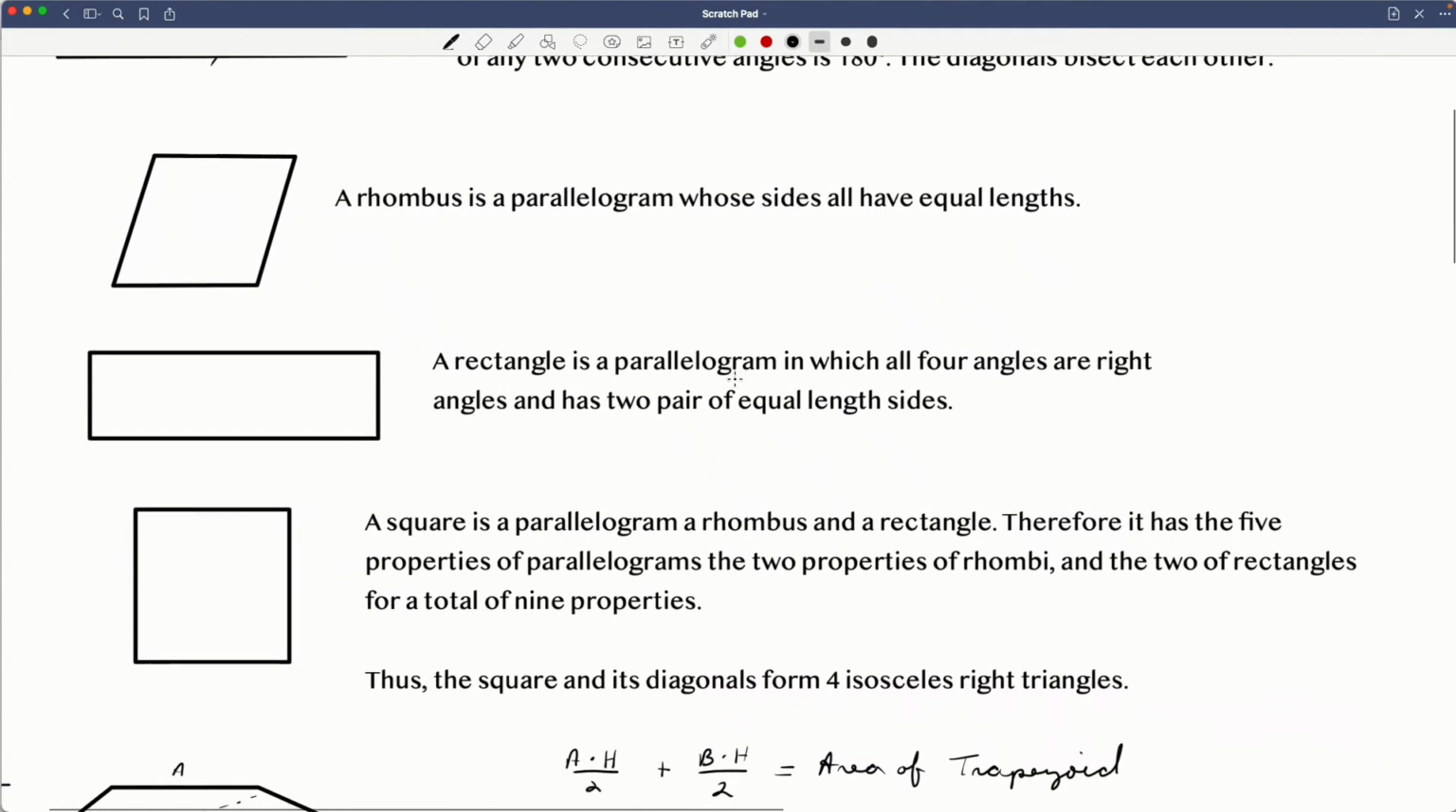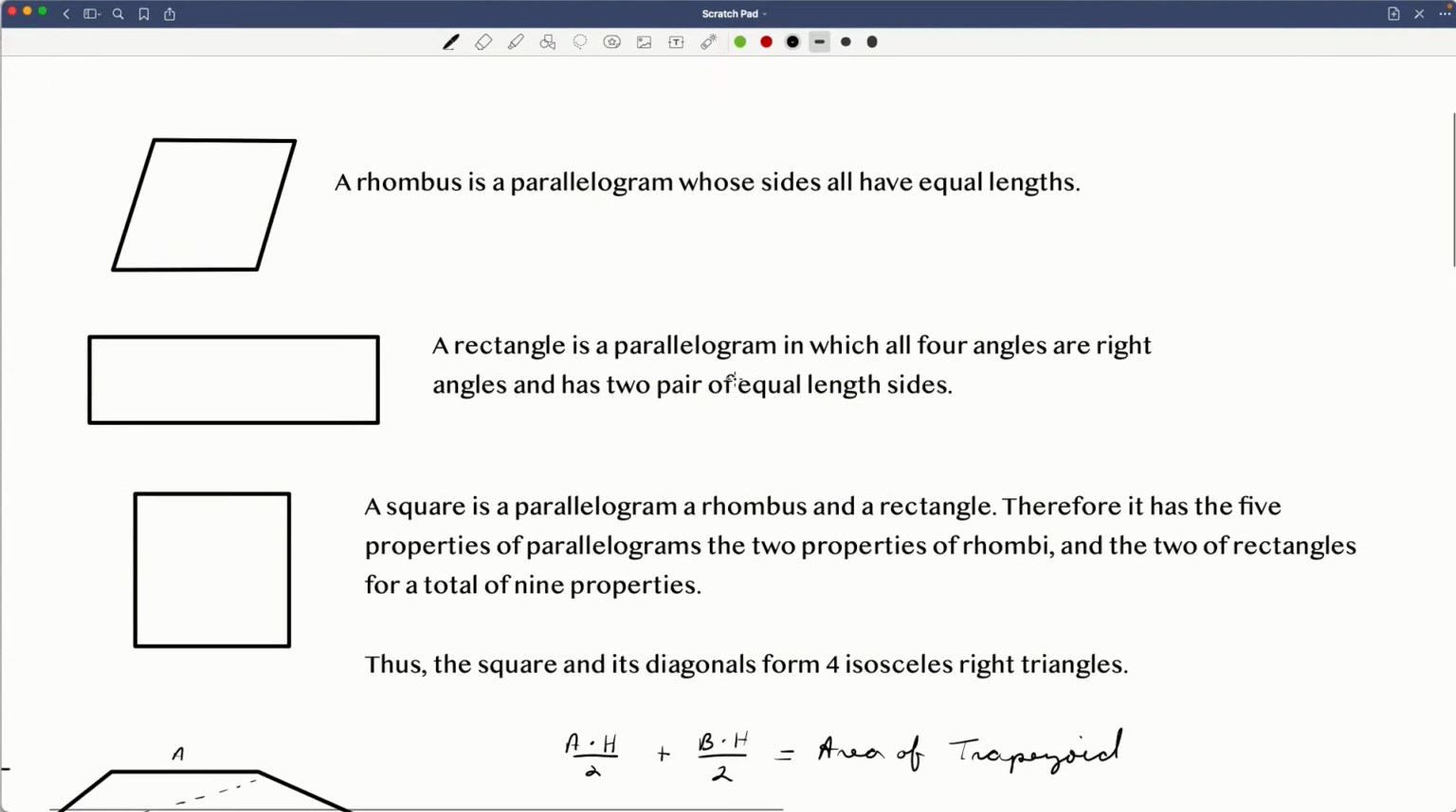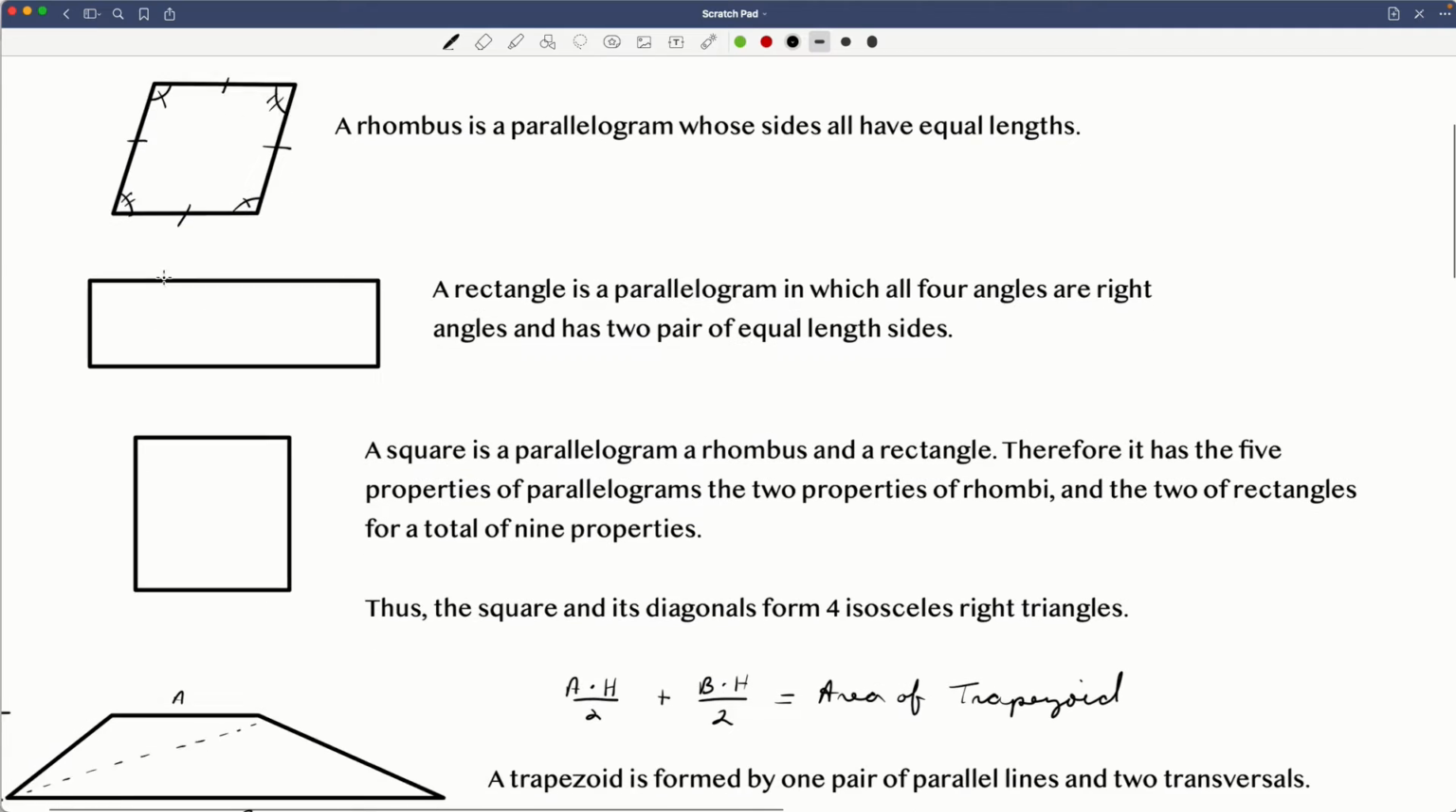All right, moving on to a rhombus. A rhombus is a parallelogram whose sides all have equal lengths. So everything that we said about the parallelogram is true, but including the fact that this and this parallel side and this parallel side are all the same length. The diagonals bisect the shape. The opposite angles are going to be the same degree of measure, like that. So you have those characteristics there.